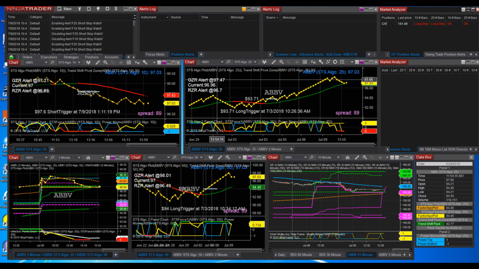It's already on the chart. You don't have to figure it out. It's figured out for you. The fewer decisions you have to make while you're trading, the better trader you're going to be.